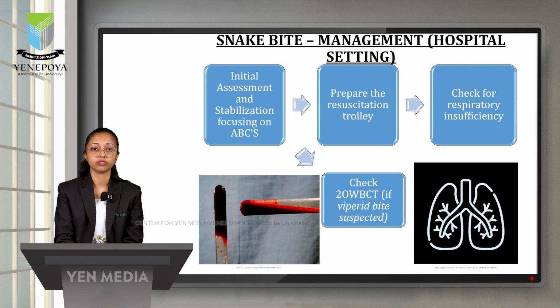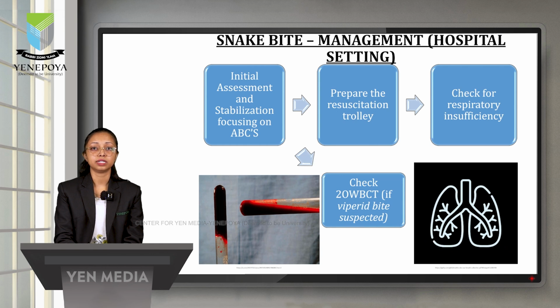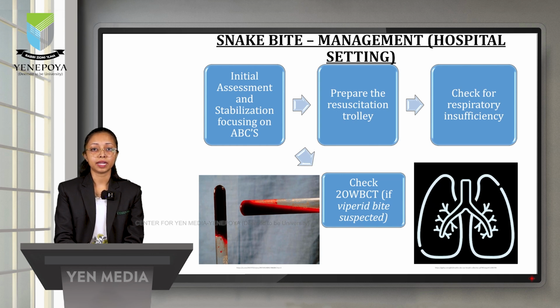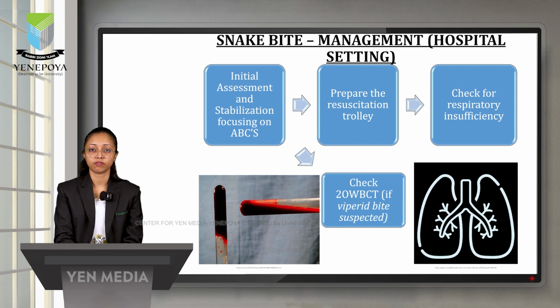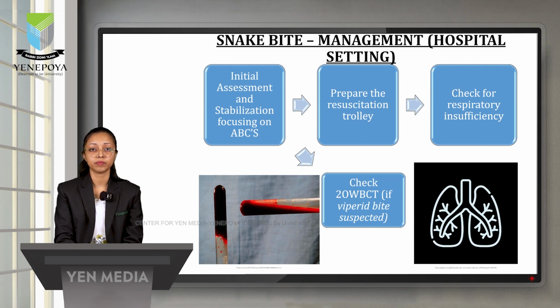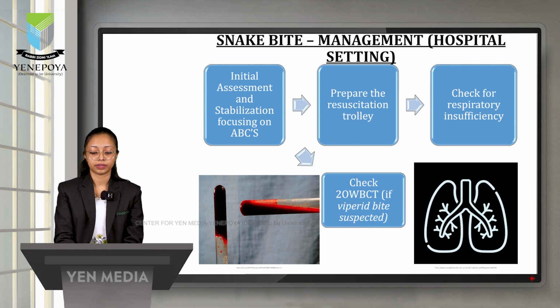On the other hand, we have to do the 20-minute whole blood clotting test if viper bite is suspected. For that, we have to take 2 to 3 ml of blood in a clean glass container. Without shaking it, we keep it aside for 20 minutes. After 20 minutes, if blood coagulation happens, that is fine, no problem. If there is no blood coagulation, that means the patient is bitten by a hemotoxic snake.